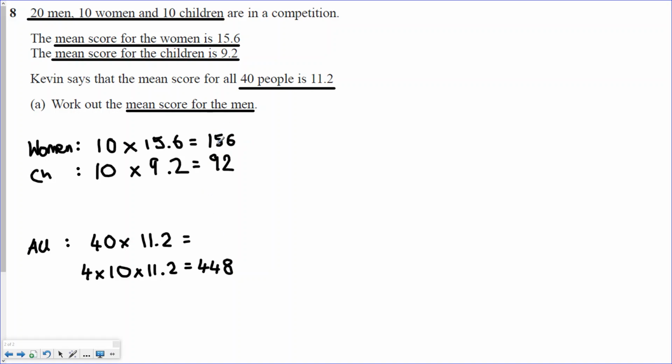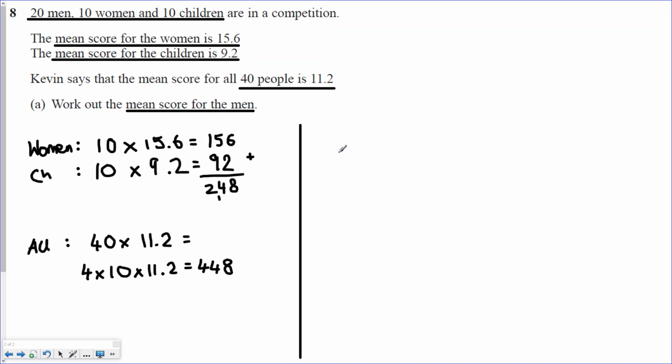The overall score for the women was 156. The overall score for the children was 92. If I can work out the overall score for the men, then I can divide it by 20 because there's 20 men, and that will give me the mean score for the men. So I'm going to add these two together, so I'll get the overall score for the women and the children. 6 plus 2 is 8, 5 plus 9 is 14, carry the 1, 1 plus 1 is 2. So I have 248.